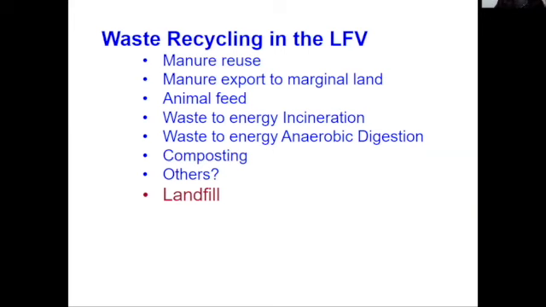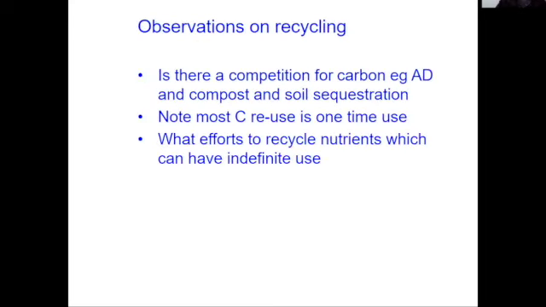So getting to the very end here is what happens with waste recycling in the lower Fraser Valley. And we know that there's some very good manure use, some not so good manure use. Some manure is exported, usually to marginal land, and doesn't contribute a great deal to food production. Some waste is used as animal feed. There's waste to energy and incineration, waste to energy and anaerobic digestion. There's composting. There's, I'm sure, other uses. And a lot of the waste winds up in landfill, partly because it's not clean enough to be used in these other activities.